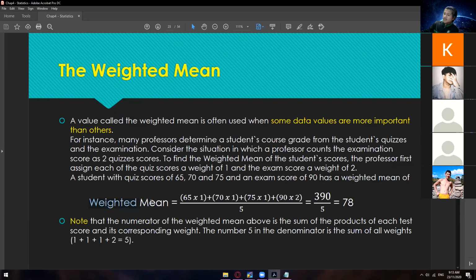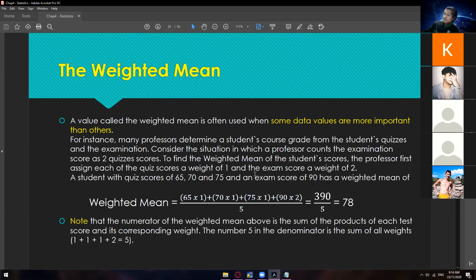Here we calculate the weighted mean. 65 times 1, of course, for the quiz, 70 times 1 also for the quiz, and 75 times 1 for the quiz. So just add those three for the quizzes. Why 1? Because that's our weight for the quiz scores. And then the last one is 90 times 2. Why 2? Because that's the weight of the examination score. So just add all of those.